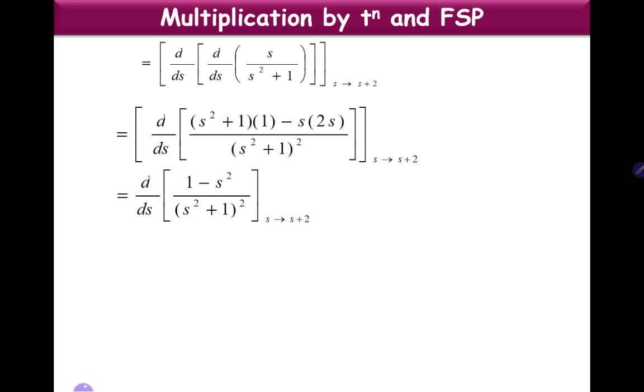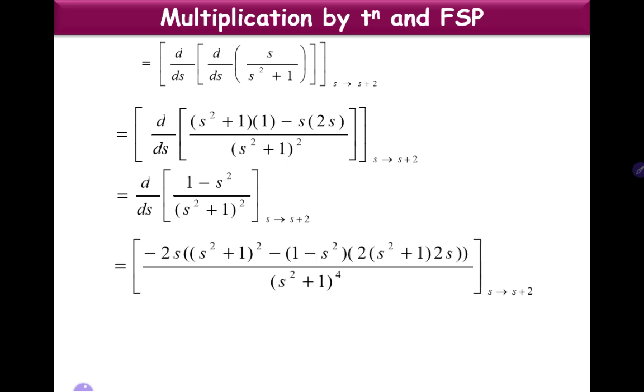Now let us again differentiate this with respect to s, applying the u by v formula again. The derivative of u by v is v into derivative of u, that is s square plus 1 whole square into derivative of u, which is minus 2s, minus u into derivative of v, that is 1 minus s square into the derivative of s square plus 1 whole square, which is 2 into s square plus 1 into 2s, by s square plus 1 whole power 4. So now we have s square plus 1 common in the numerator, and we can cancel it with the denominator.